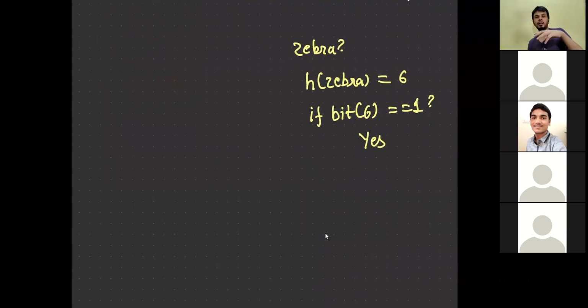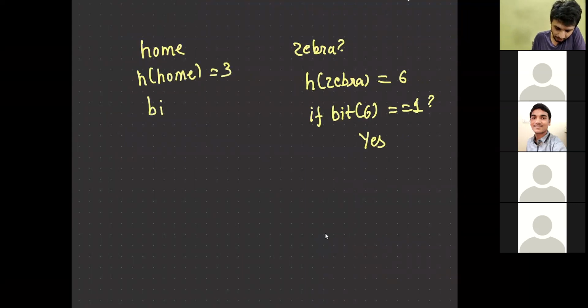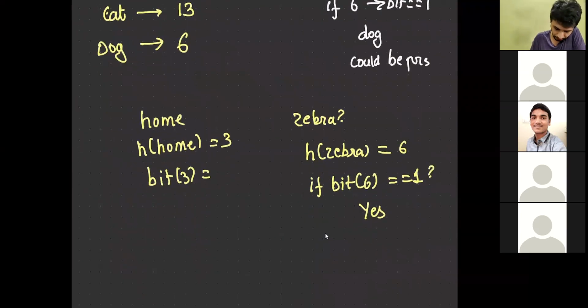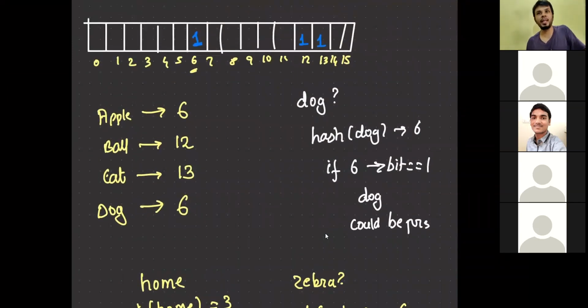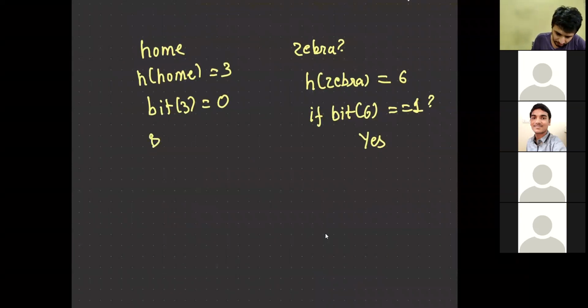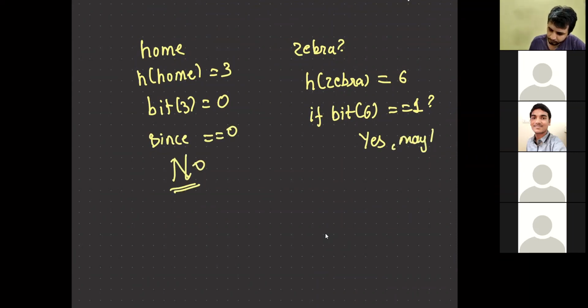But still, this is if I'm getting a true out of my bit check. If the corresponding bit is set, it means that key could be present, because there are chances of collisions, right? But what if there is a word called home? Now, when I apply hash of home, I got 3. I check the bit of 3. Bit of 3 is 0. It means that I have never seen the word home in my dictionary, because if it would have been there, I would have seen a 1 at that spot. Since it is 0, the answer is a definite no. This is yes, maybe. This is exactly how Bloom filters work.